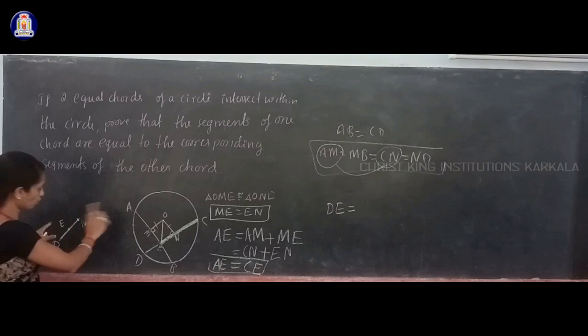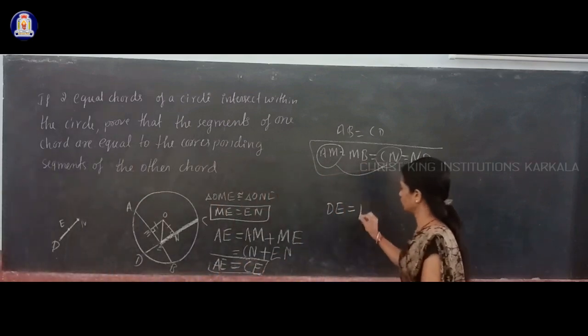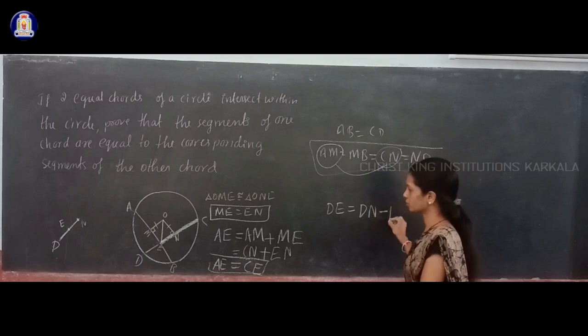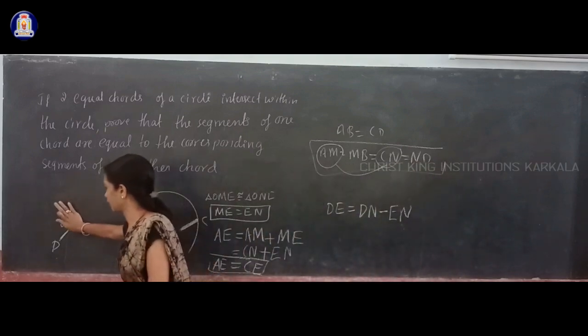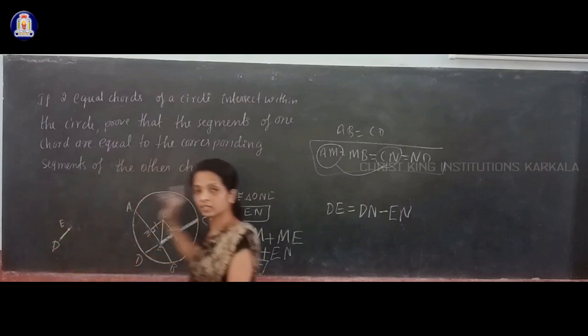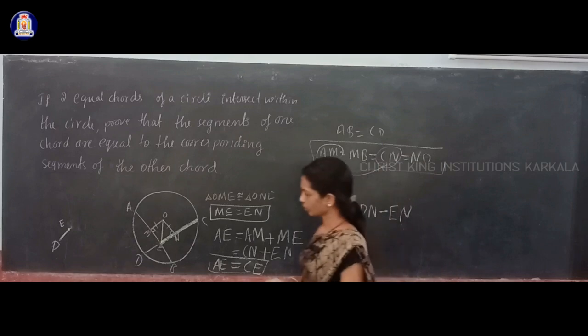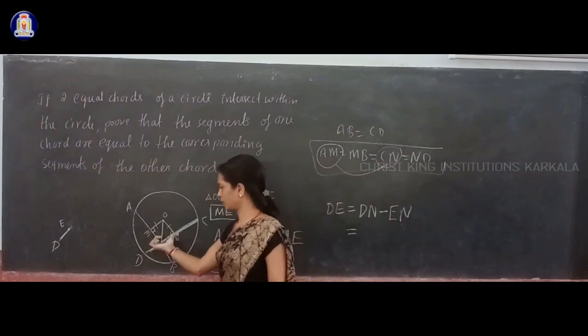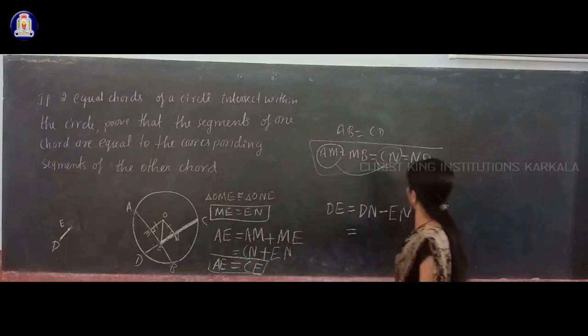So by observing the figure we are writing this step: DE is equal to DN minus EN. If you delete the EN portion from DN, you will get DE. So like this you have to start. Now what is DN? See, DN is this much. DN is equal to MB. Can we say DN is equal to MB?